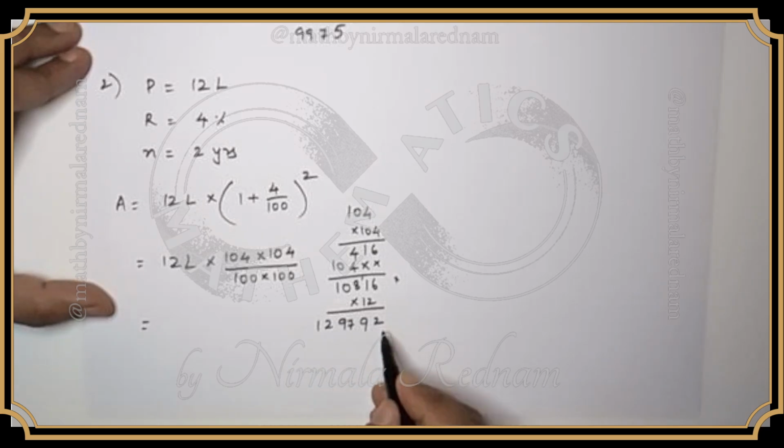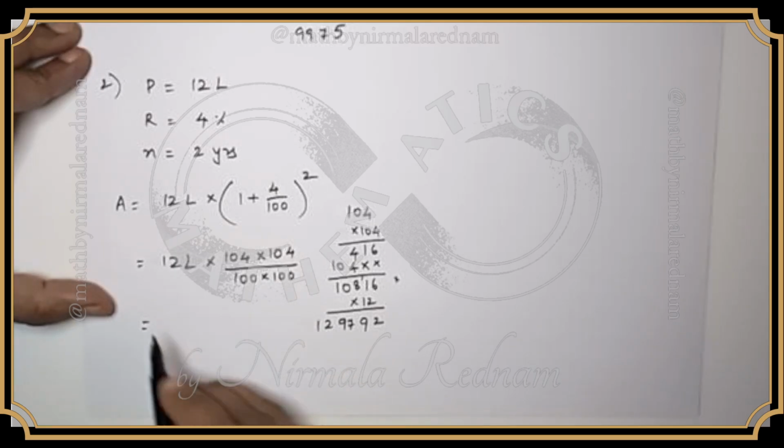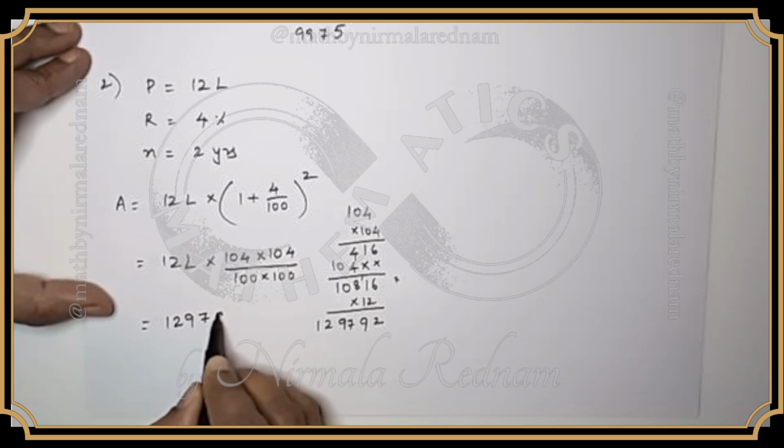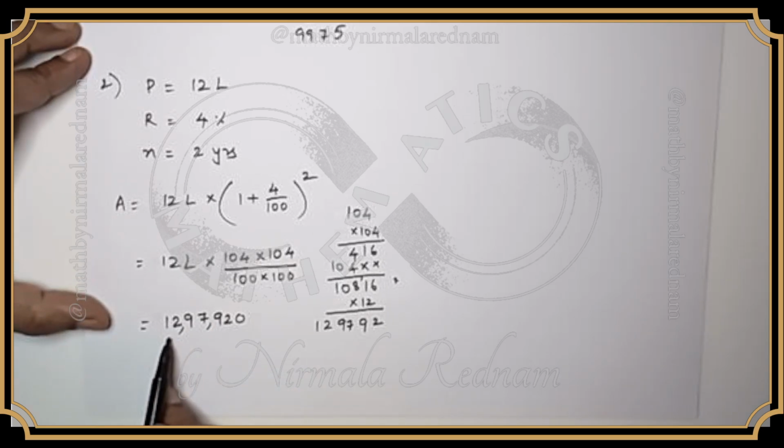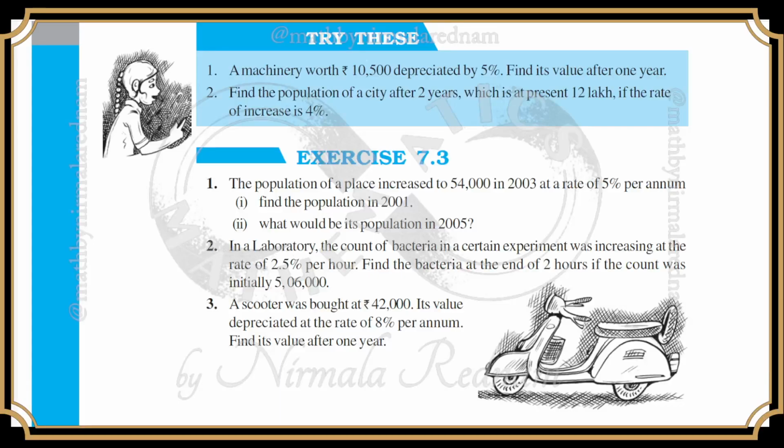Now here I have lakhs, which is 5 zeros, and I have 4 zeros in the denominator. So out of the 5 zeros in the numerator, 4 zeros are going to get cancelled. I'll be left with 1 zero. So the population after 2 years is 12,97,920. So that is your try these question about population. Okay, so now let's start the exercise.